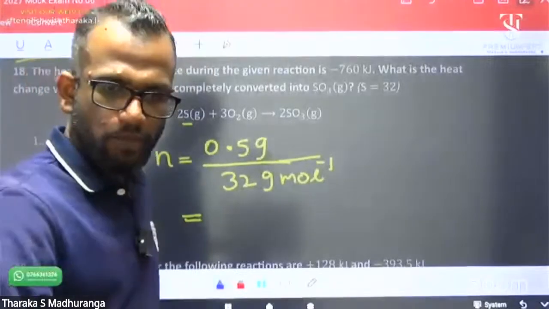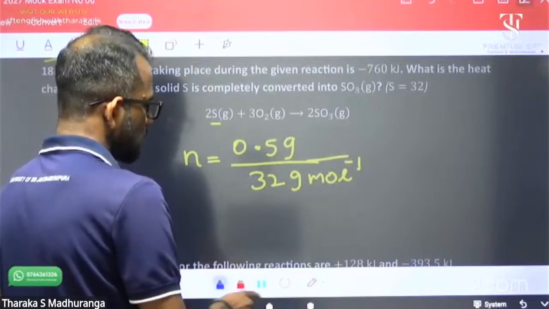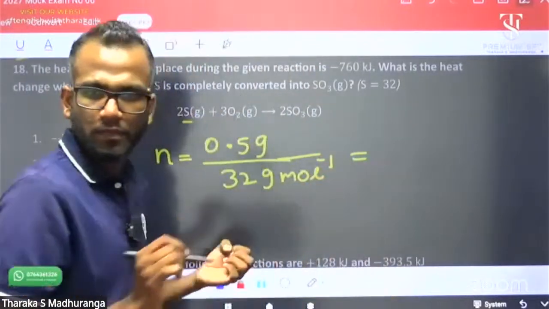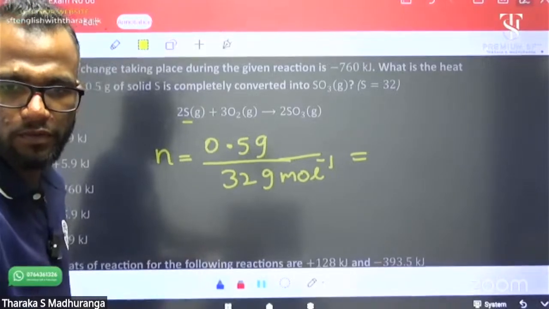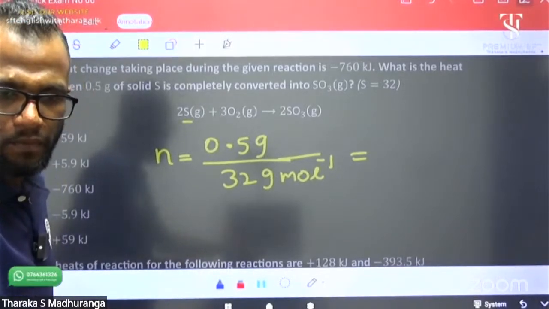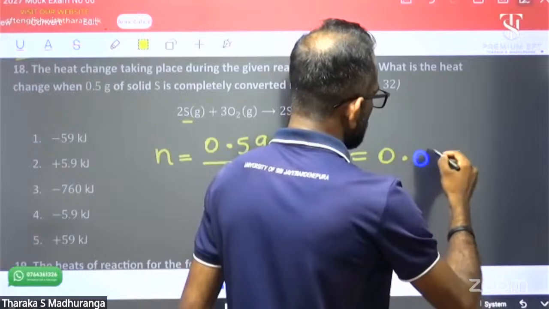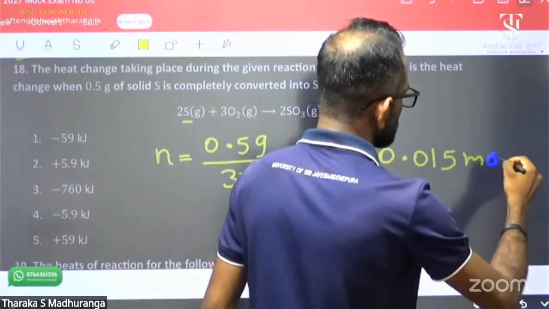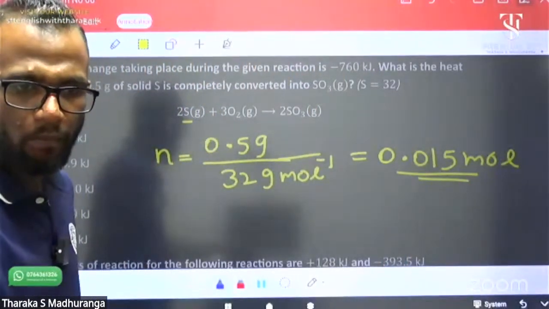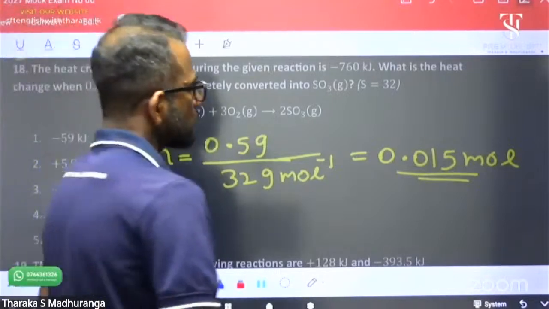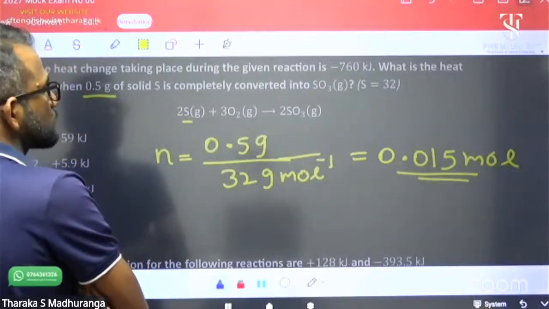Okay, what's the value? 0.015. Okay, 0.015. This is the number of moles in 0.5 grams of sulfur.